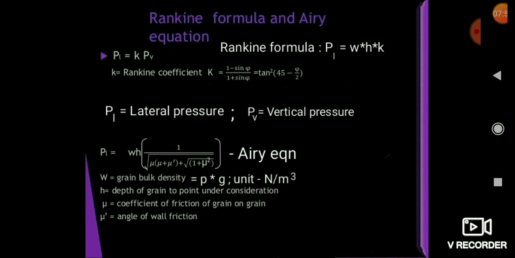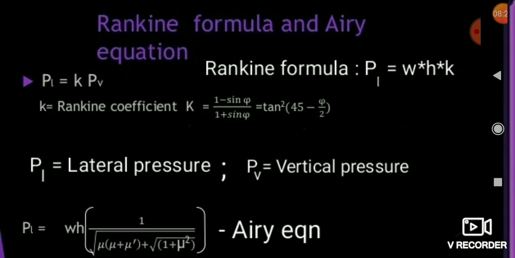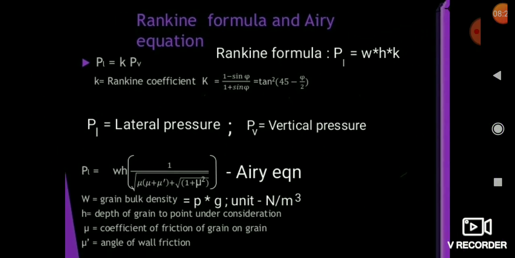And now you see here that PL is equal to K into PV. Friends, this is the relationship between the lateral pressure and vertical pressure. Friends, you see that PL, means lateral pressure, is equal to K times the vertical pressure. And from here, friends, we can conclude that K is the ratio of lateral pressure and vertical pressure. So I think all of you should remember these formulas.